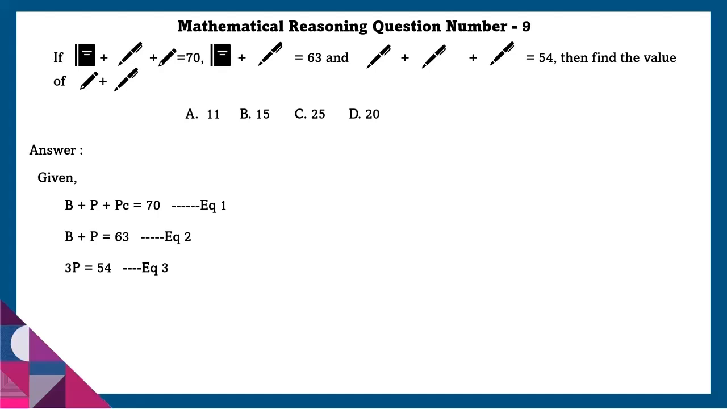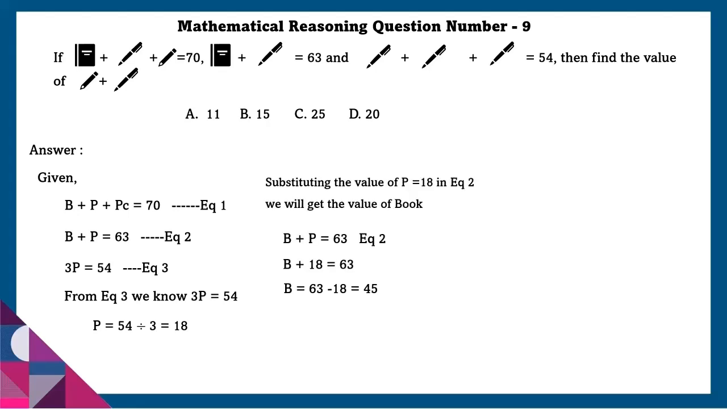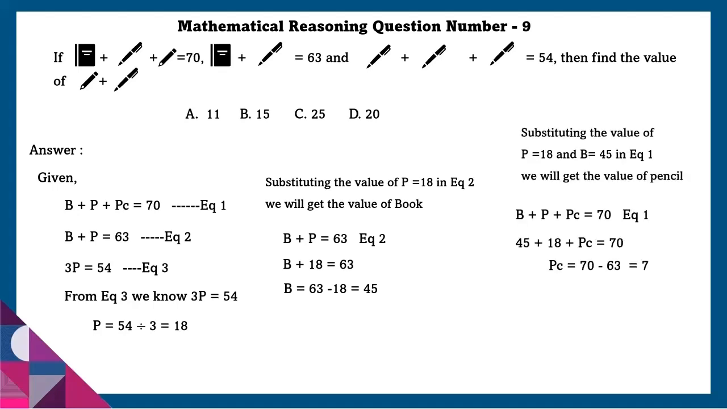Now we are writing everything in equation form. From equation 3, we know that 3 pens are equal to 54. So using this, we can find the value of 1 pen, that is 18. Now substituting the value of P in equation 2, we can find the value of book, that is 45. And substituting the value of pen and book in equation 1, we can find the value of pencil. Then pencil is equal to 7. Then pencil plus pen is equal to 25.